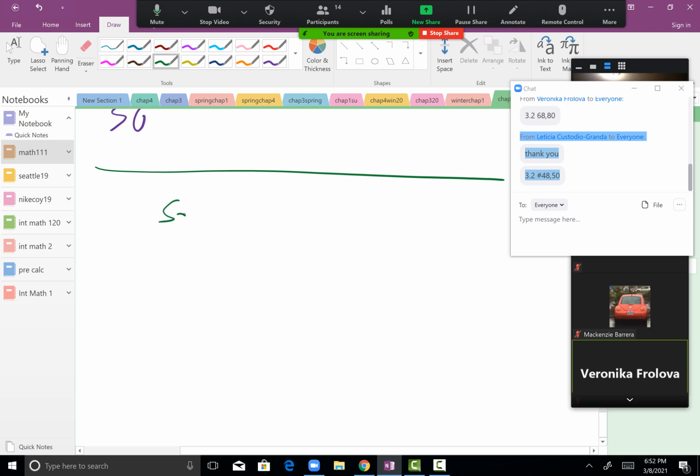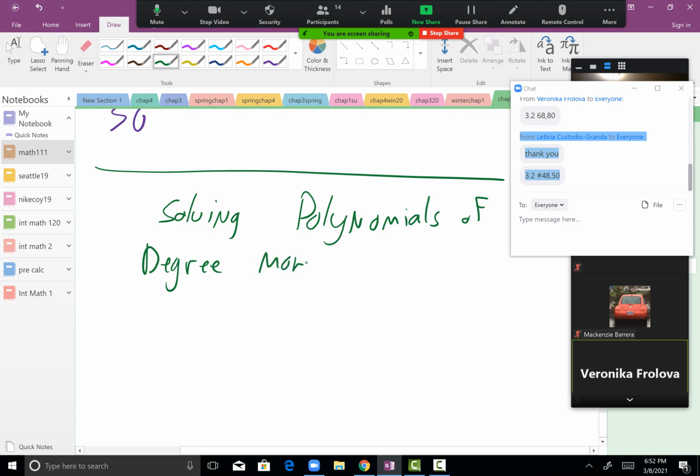Okay, so here's what we're working towards. We're working towards solving polynomials of degree more than 2, I guess. Okay. So any quadratic, we can use a quadratic formula to solve it, right?